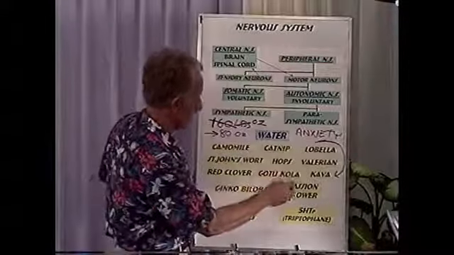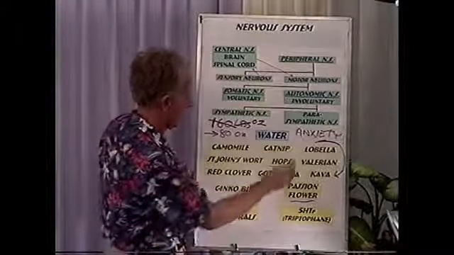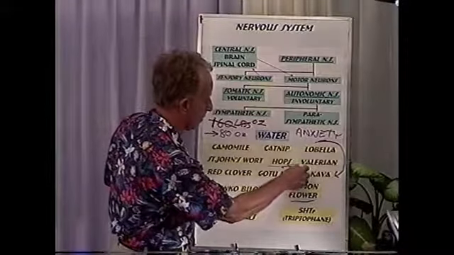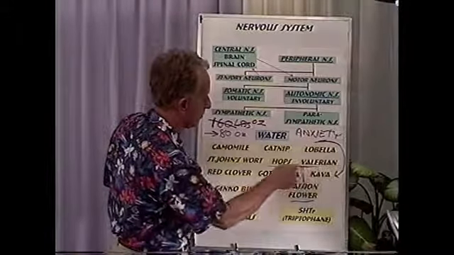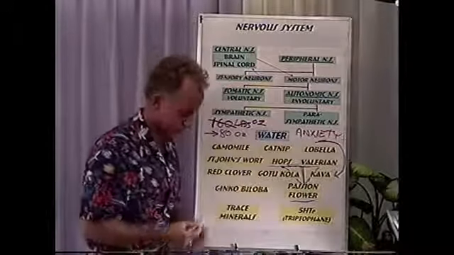Okay. We've got hops, passion flower, and we're going to put valerian here with that. Okay. It's a little triangle here. Well, it's upside down. Triangle. Okay.